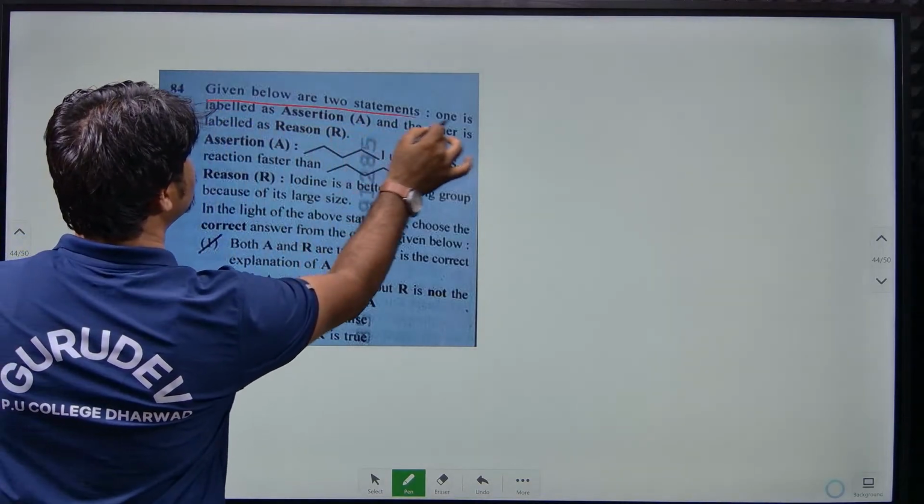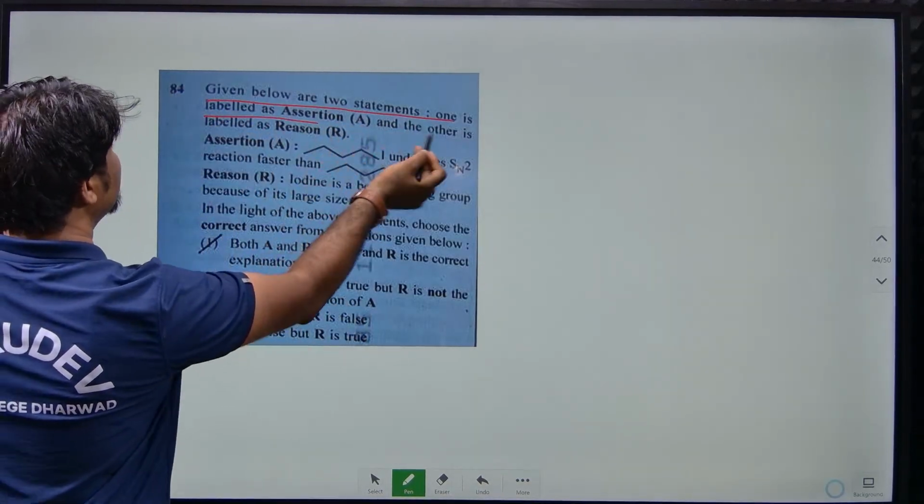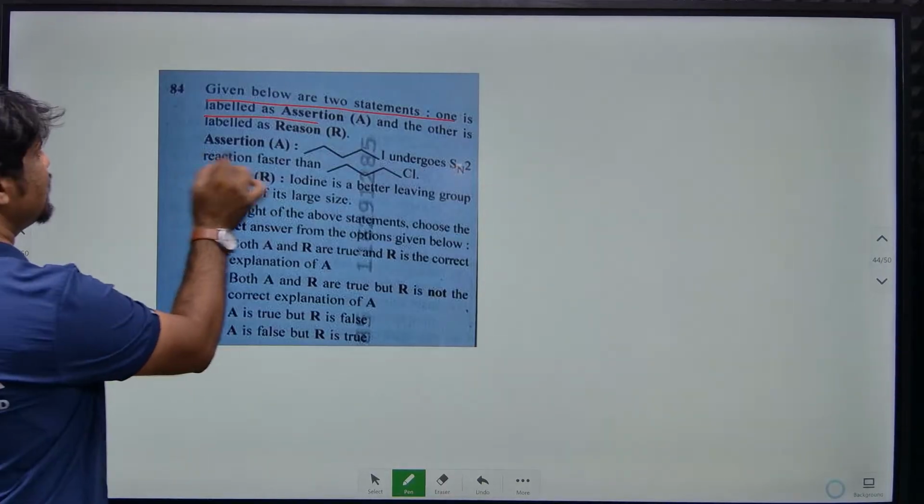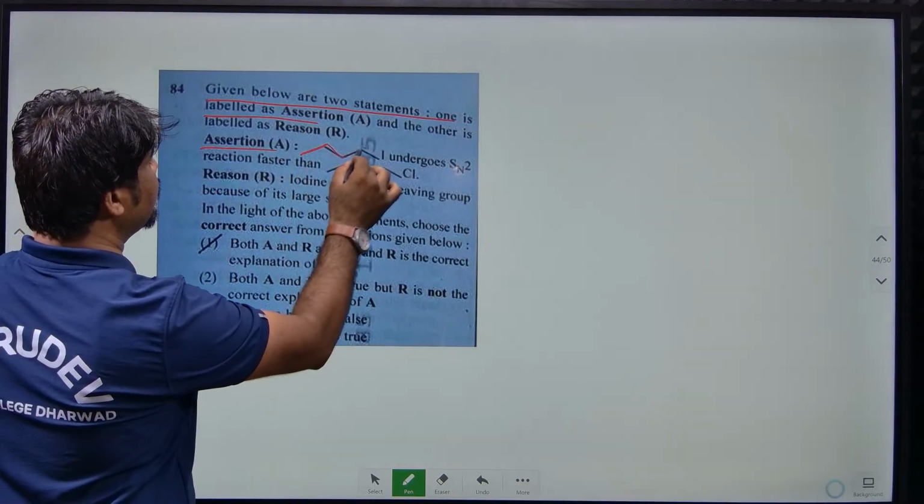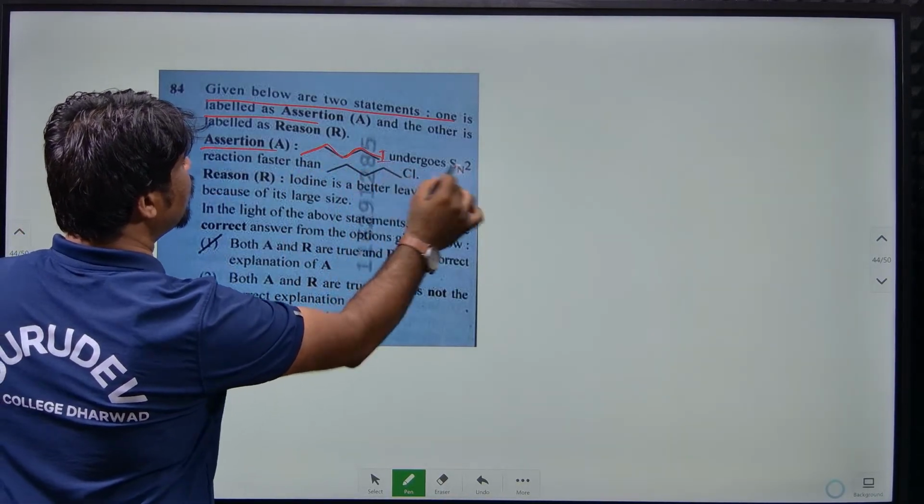The given below are two statements. One is labeled as assertion, another is labeled as reason. Assertion: iodine undergoes SN2 mechanism.